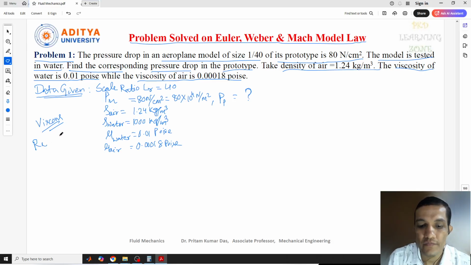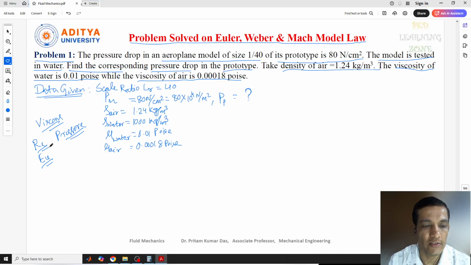We also need to see that pressure force is involved here, because pressure is given. In which number is the pressure force related? If you remember, Euler number equals the square root of inertia force by pressure force. So these are the two numbers we need to consider and equalize. That means the Reynolds number for the prototype equals the Reynolds number for the model. Similarly, the Euler number for the prototype equals the Euler number for the model. That needs to be considered.